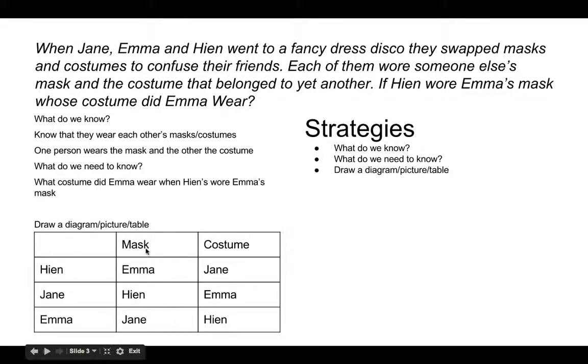So if we take a look at this now, what we've done here is drawn up a table and put in the information that we already know. So we've got the names down here and we've got the mask and the costume. In this case, Hein is wearing Emma's mask. And so we went through very quickly, using this, and when Hein is wearing Emma's mask, whose costume did Emma wear? It was in fact Hein's.